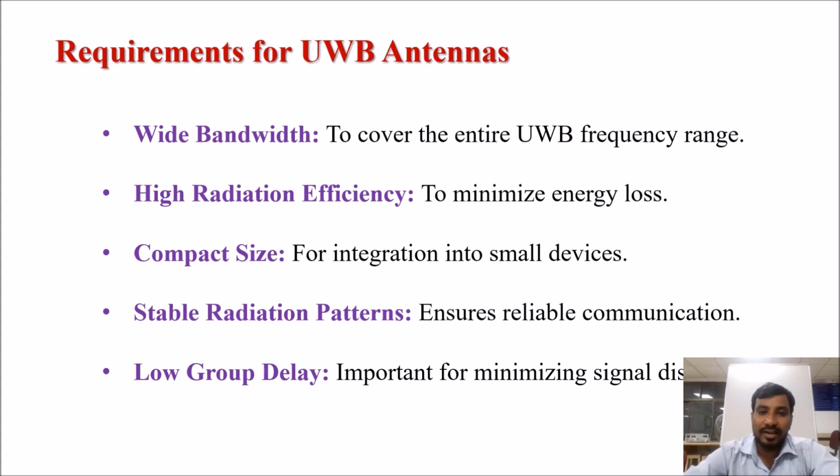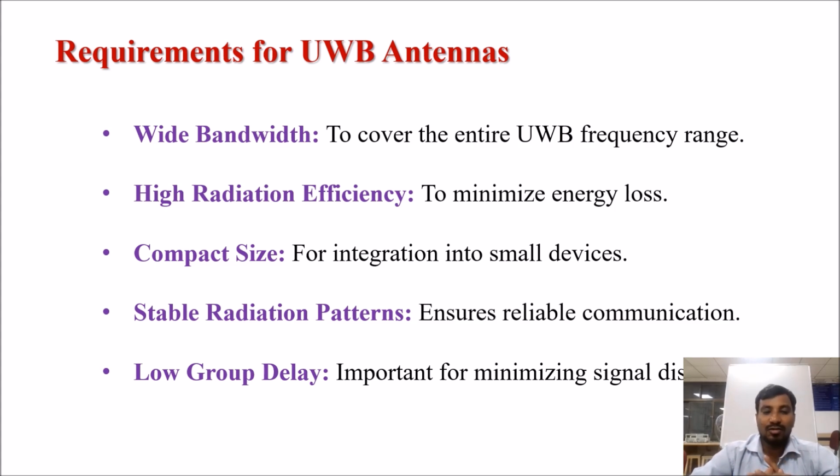Now, looking at the requirements for designing a UWB antenna, we need an antenna that should provide a large impedance bandwidth covering from 3.1 to 10.6 gigahertz, and that also should have a high radiation efficiency, because we need to minimize the energy losses. Then compact size for integration into small devices. When you go for wearable devices or integrating into automotive communication, the antenna should be very compact in size so that it can be fixed anywhere.